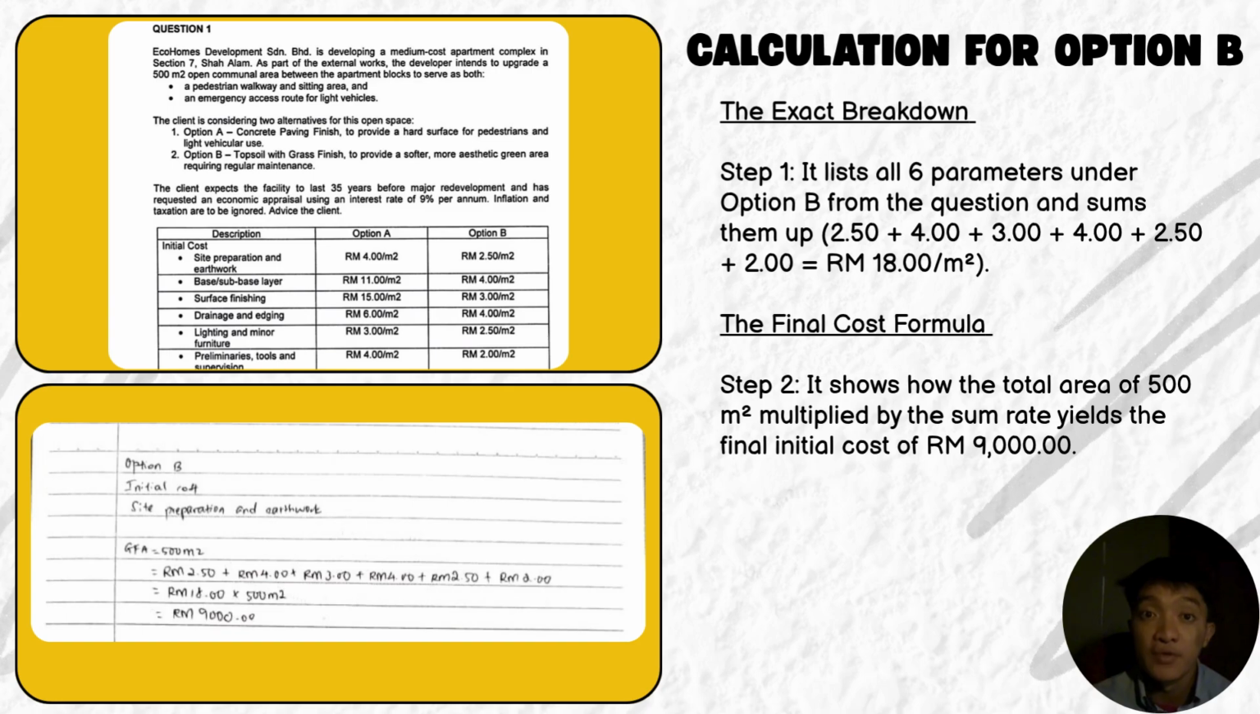By adding all of these individual rates together, RM 2.50 plus 4 ringgit plus 3 ringgit plus 4 ringgit plus 2 ringgit 50 cent plus 2 ringgit, we get a combined initial rate of exactly 18 ringgit per square meter. Now, to find the final figure, we multiply this total rate by the overall size of the communal area. That means we take our 18 ringgit per square meter and multiply it by the 500 meter square area.